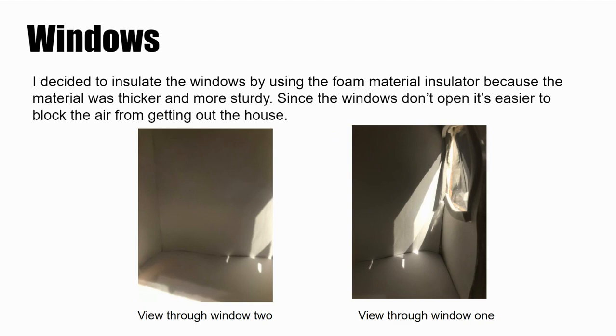To insulate the windows, I decided to use foam material because it is thicker and more sturdy. Since the windows won't be opening, I found it easier to put a thick insulator so the air from inside the house won't be able to leave through the windows.